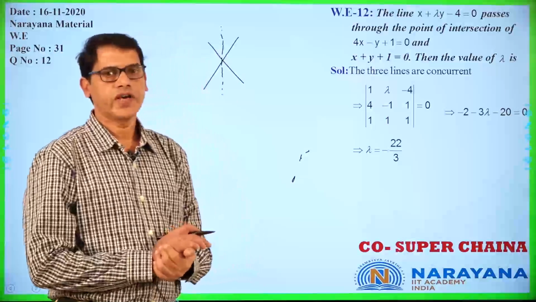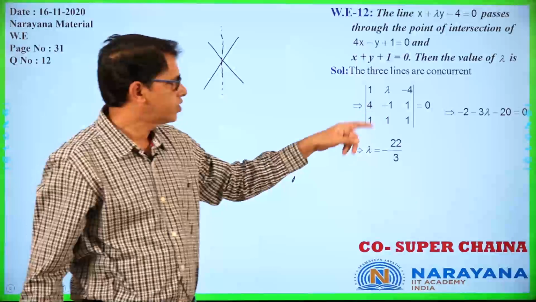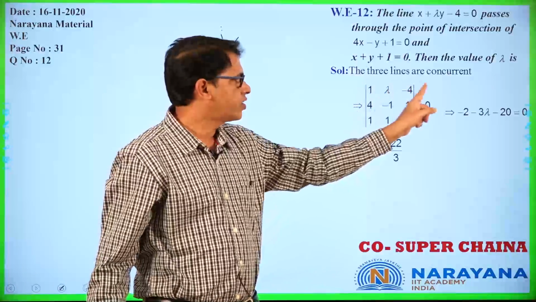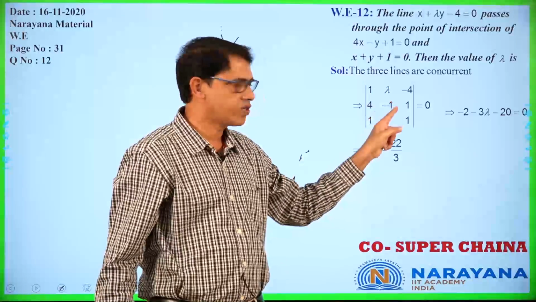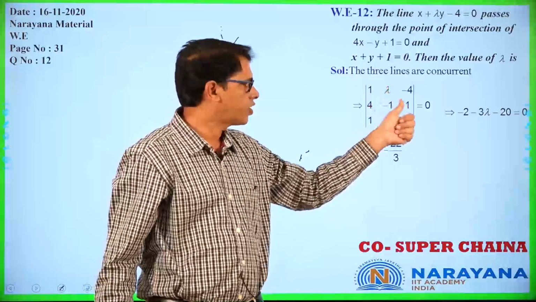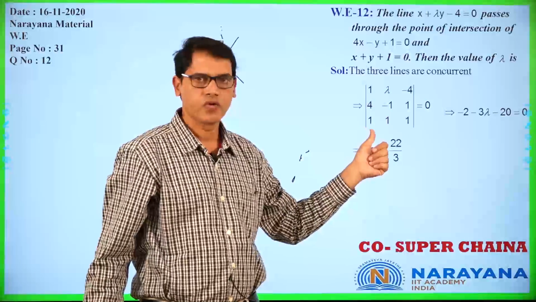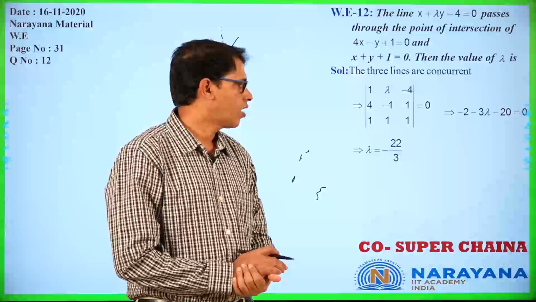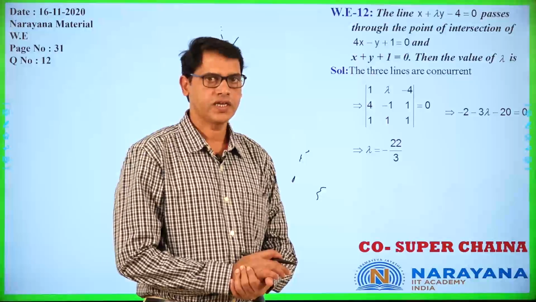Now let us simplify this by expanding the determinant. First, 1 into the determinant of the 2 by 2 left after excluding this row and this column. Then minus lambda into the determinant of the remaining 2 by 2, plus minus 4 into the determinant of the remaining 2 by 2. Then we get lambda value as minus 22 by 3. Is that clear?